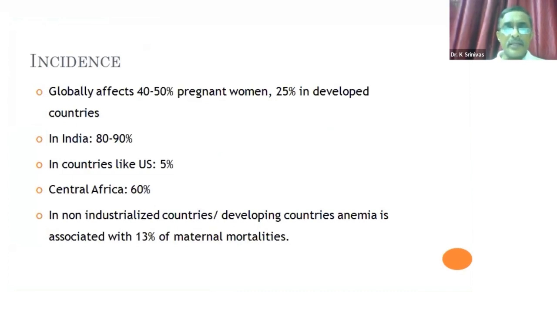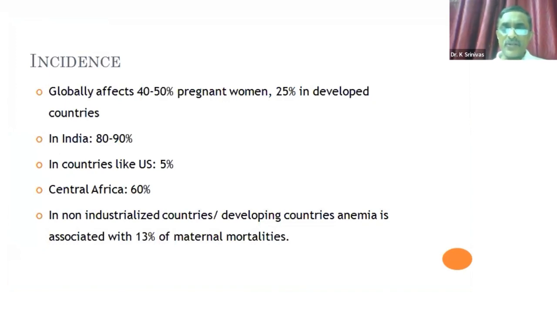The incidence of anemia, as I just mentioned, is somewhere between 45 to 50% in India. Globally also, it's about 40 to 50%, of which 25% contribution is from the developing countries. In India, certain areas have 80 to 90% of pregnant women with anemia. Of course, it could be a milder form. In fact, the latest NFHS survey done in 2020-21 has shown that mild anemia cases have increased in our country. In the US, it could be just 5%. In Central Africa, it could be around 60%.